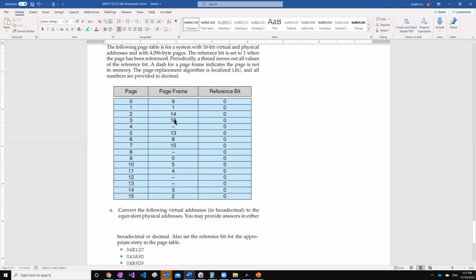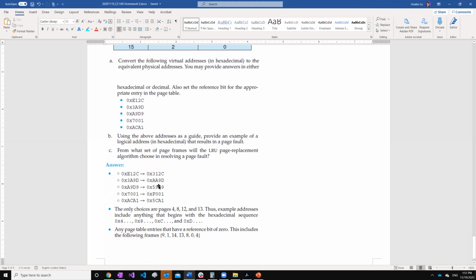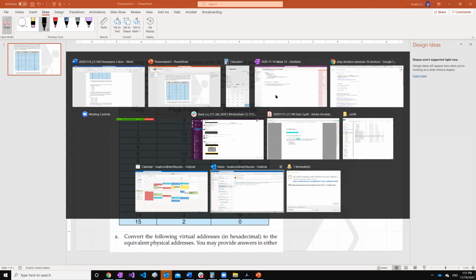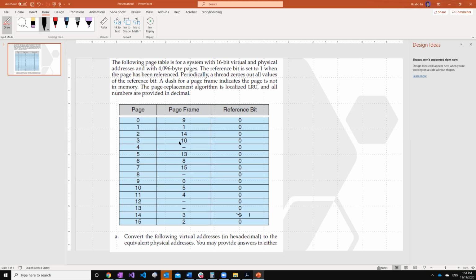But I'm going to write the 10 in hexadecimal. No, you are going to write A. That's why you have this one converted to A here, followed by the remainder, which is the offset, which is A9D, and you get AA9D for that, okay? And then also in this table, I just accessed this page, so mark this with 1, okay?